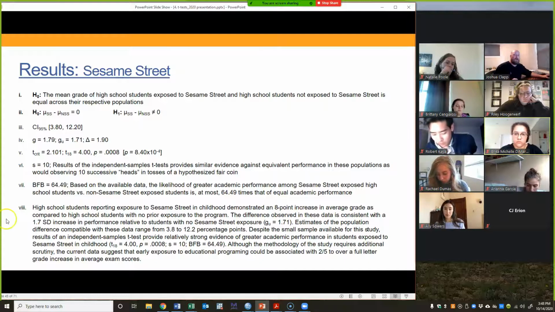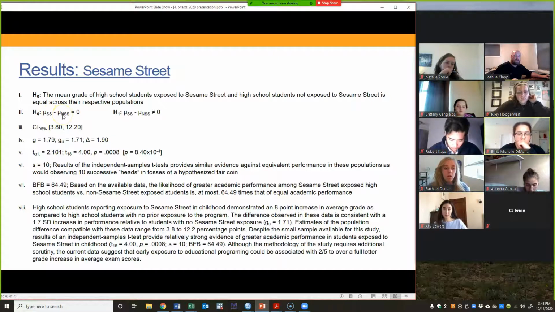Okay. So in statistical notation, my null is the population mean of Sesame Street exposed folks minus the population mean of not Sesame Street folks is going to be equal to 0. My alternate is that these two things are not equal to 0, it's some non-zero value. Here's my confidence interval we calculated.